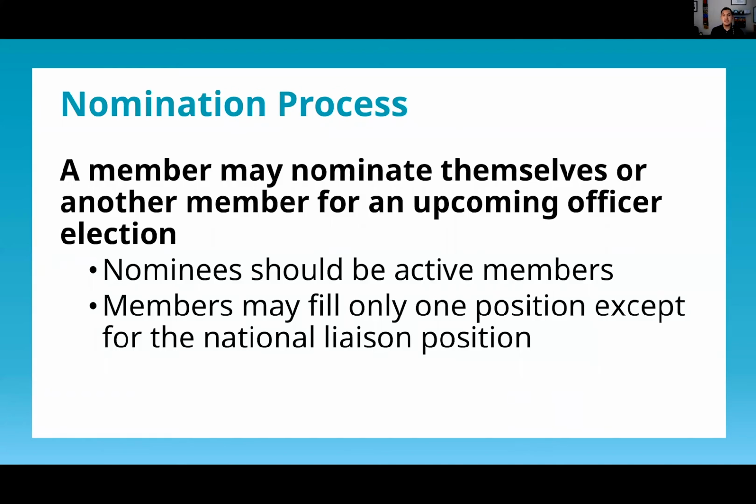So I'll begin with the nomination process. A member may nominate themselves or another member for upcoming officer elections. We highly recommend that your nominees be active members in your chapter, and that members may be nominated for multiple positions. However, they can only fill one position with the exception of the national liaison. So for example, typically it's the president that can sometimes also serve as national liaison, or the national liaison may just be a separate person that gets that position.